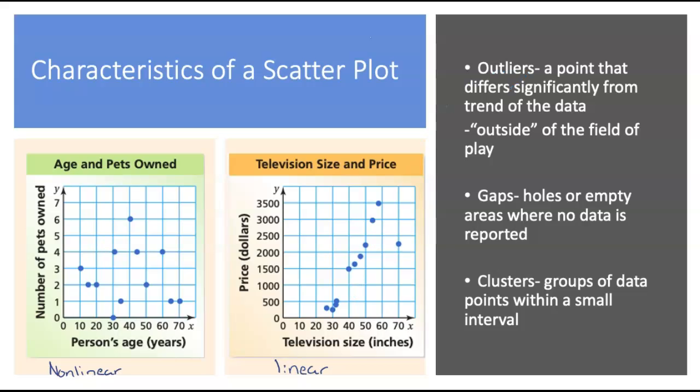One is an outlier. Now remember, an outlier is a point that differs significantly from the trend of the data or lies outside of the field of play. So in this particular graph, if I was to look for the outlier, I'm like, well, which point doesn't seem to be where it should be? Which one's out of place? And it would be this one right here, right? There's your outlier.